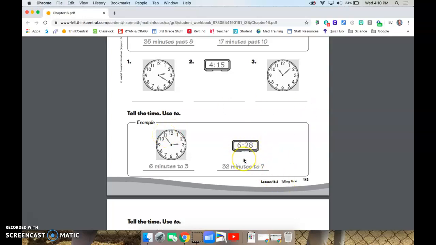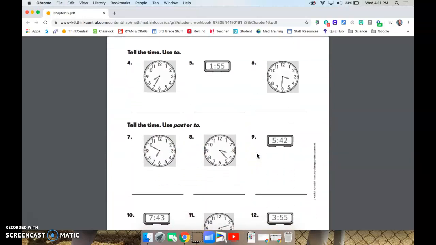And here we have to do a little bit of math. Now remember, there's 60 minutes in an hour, not 100. So 32 plus 28 gives you the 60. That's where they're getting the 32 minutes. Also, you can think of 28 being over on this side. So you have 30 and then 31, 32. So 32 minutes to 7.